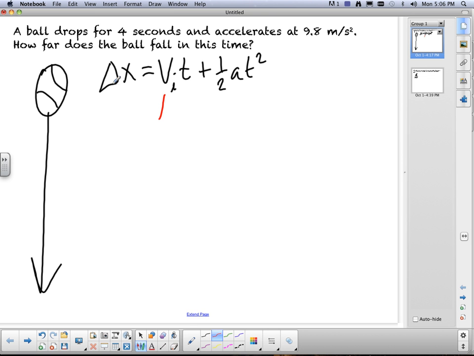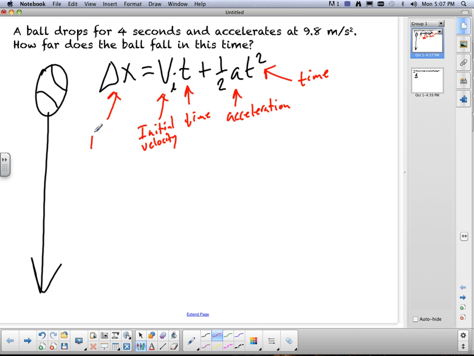Now, this v sub i is just the initial velocity. This is time. This is the acceleration. And this is time again, but remember that it's squared. Delta x here is going to be our how far. That's displacement.